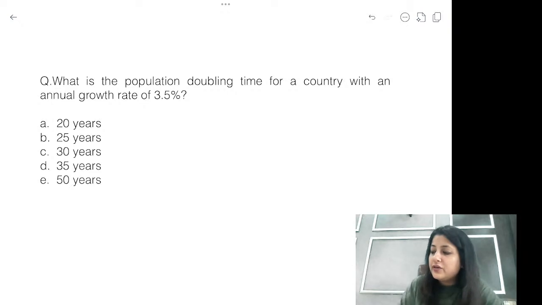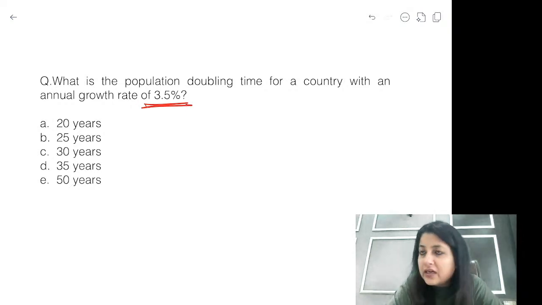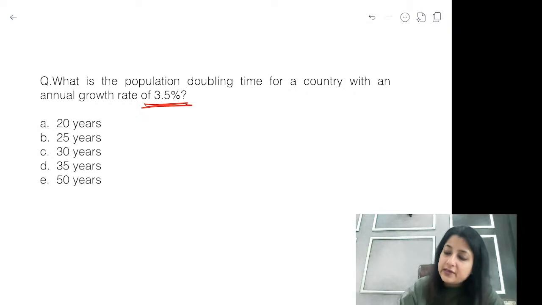Chalo, let's see if you can do this one. What is the population doubling time for a country with an annual growth rate of 3.5%? Anybody in the class? Population doubling time for a country with annual growth rate of 3.5%. How do we do this? Just wanted to revise that.